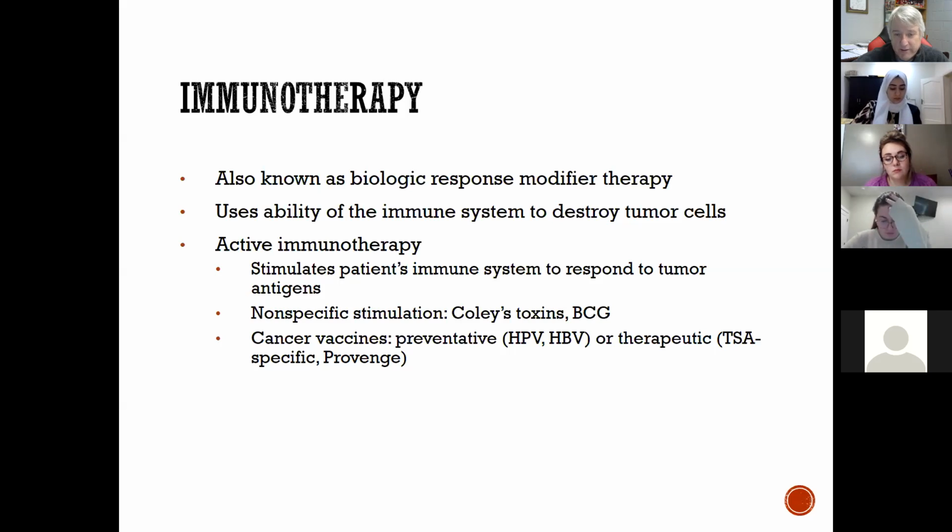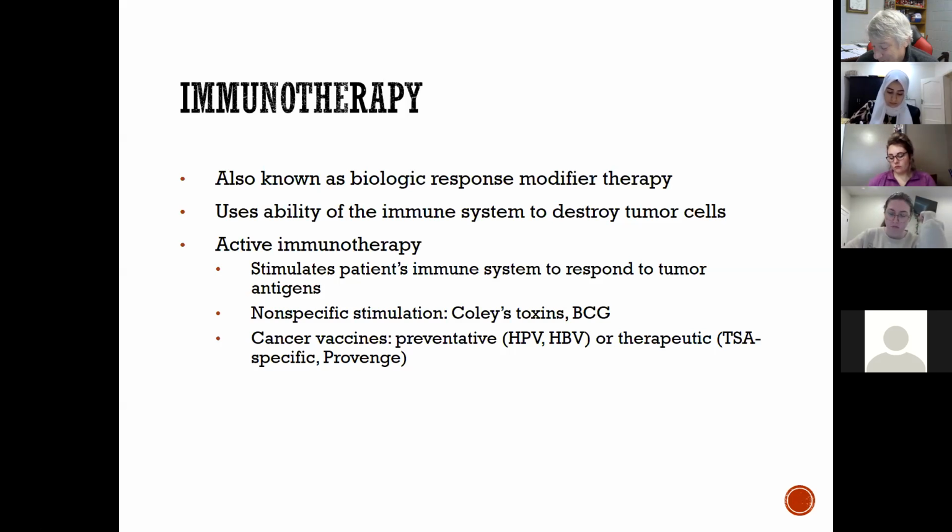So there can be a point attack: if you have a tumor and you know what marker is there, we can send in antibodies for that purpose. Non-specific stimulation: Coley's toxin and BCG. And that BCG is for micro. What does that stand for? Bacillus Calmette-Guérin, okay.